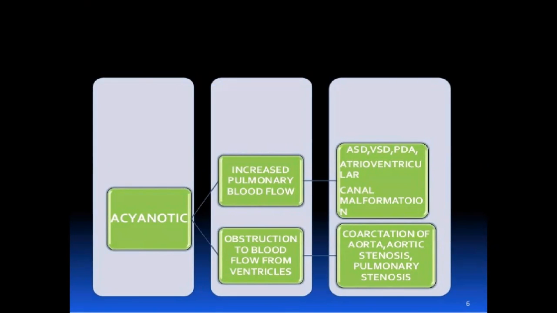Acyanotic is caused by increased pulmonary blood flow and obstruction to blood flow from ventricles. Increased pulmonary blood flow causes atrial septal defect, ventricular septal defect, patent ductus arteriosus, and arterioventricular canal malformation. That is what we talked about in the previous session. And obstruction to blood flow from ventricles causes coarctation of aorta, aortic stenosis, and pulmonary stenosis.